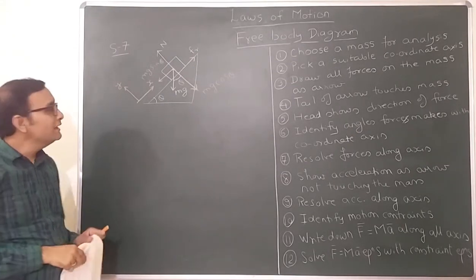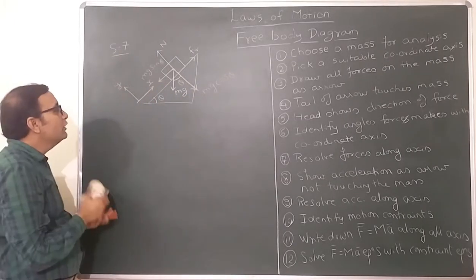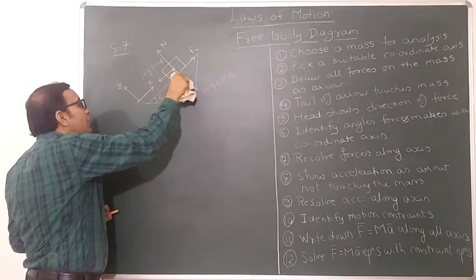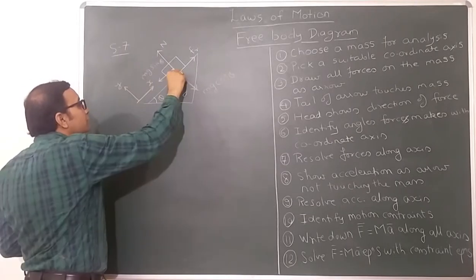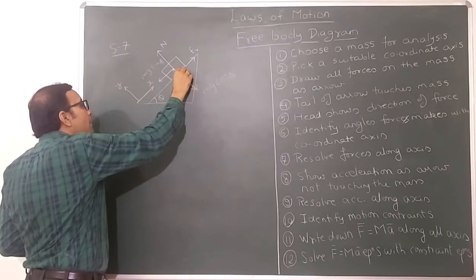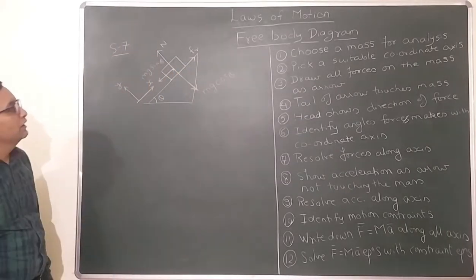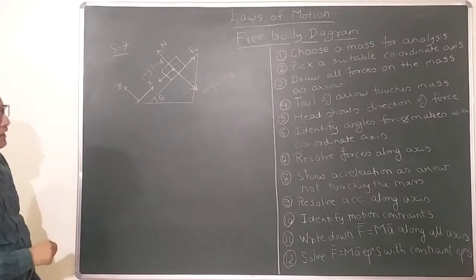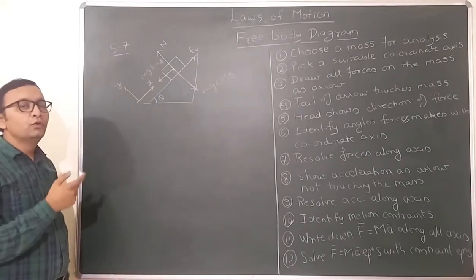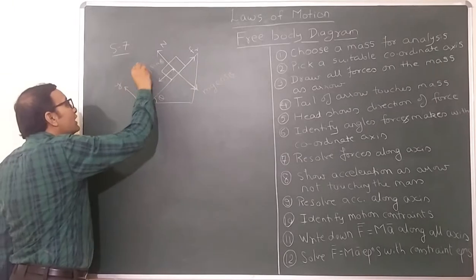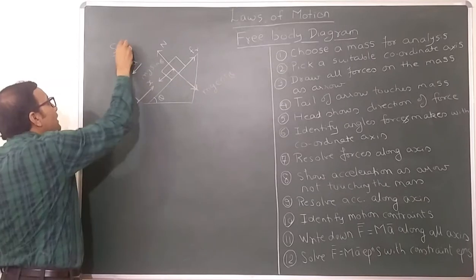Now once you take the components, it means that the mg vector is the sum of these two. So I don't need to show mg now. We can safely remove mg because mg is equivalent to its components. Fine. So this is step number 7. Now step number 8 says that you have to show the acceleration as an arrow which does not touch the block. So I say that it tries to go down with acceleration A. So this is step number 8.